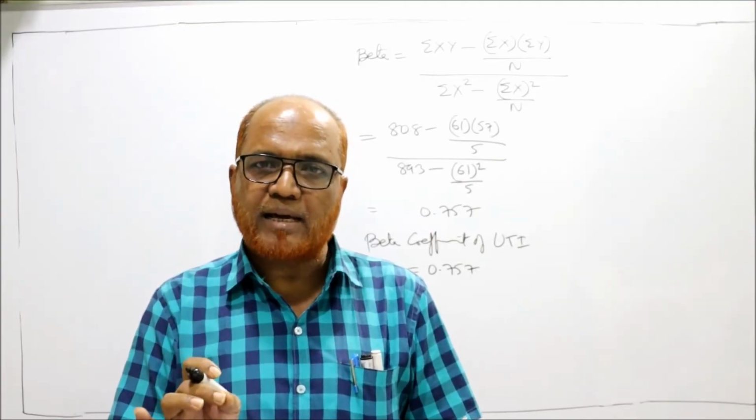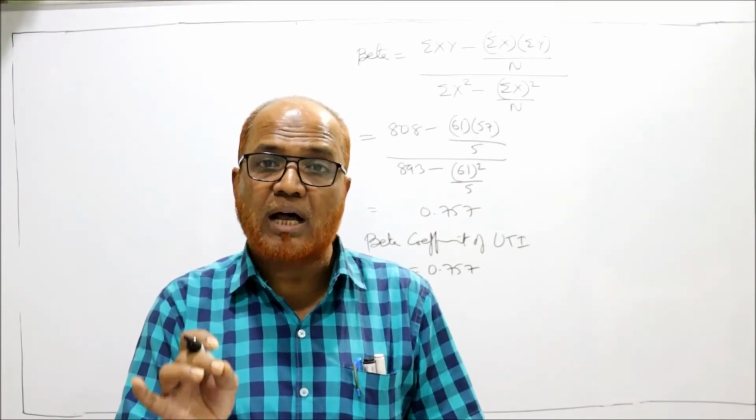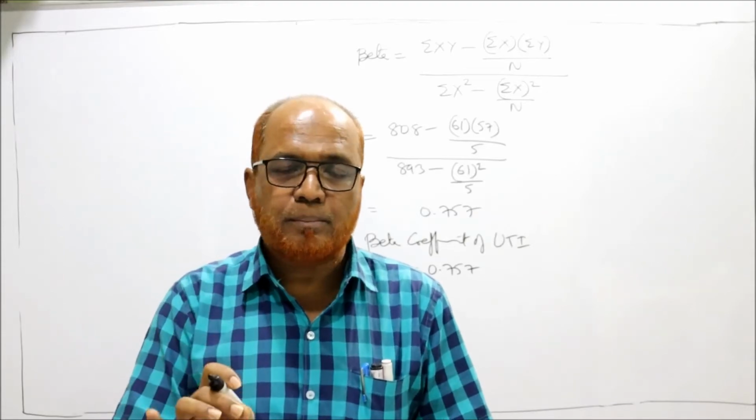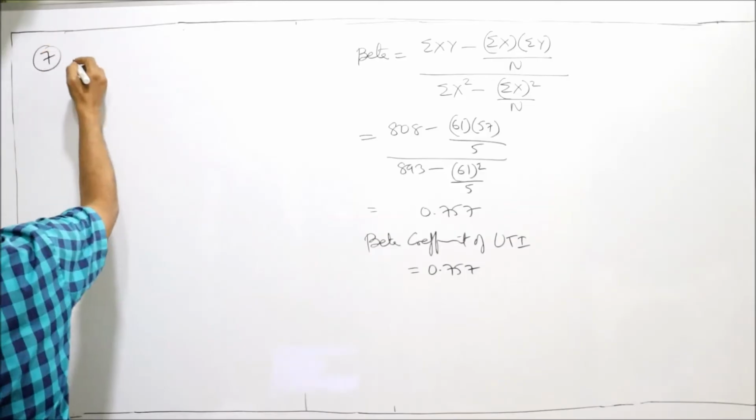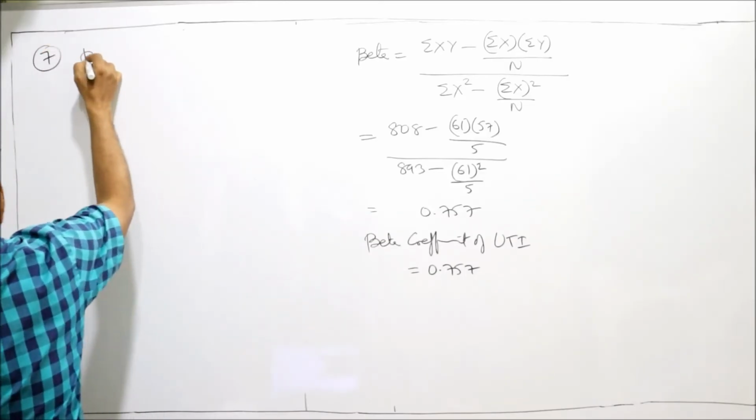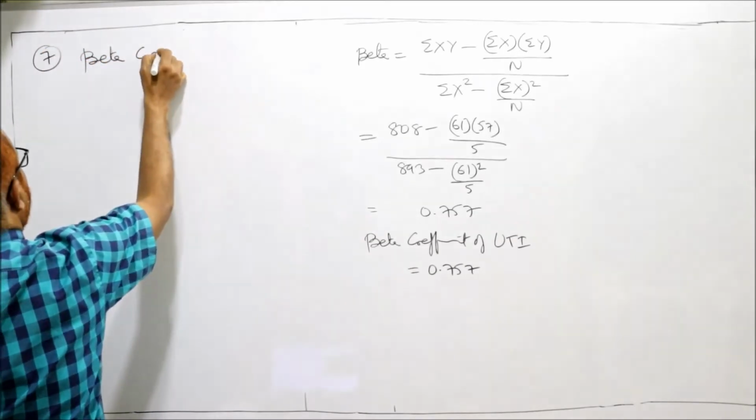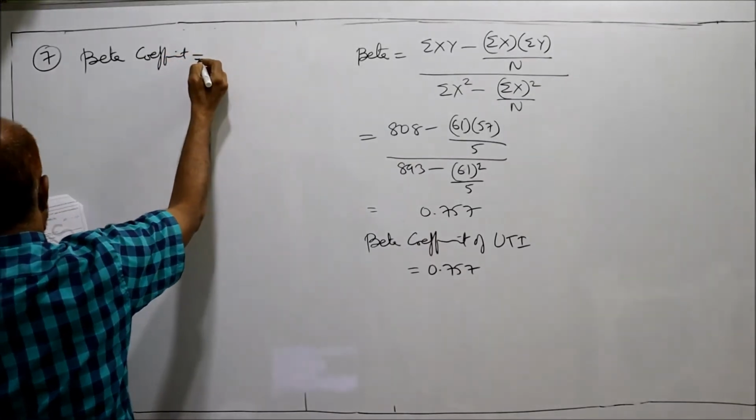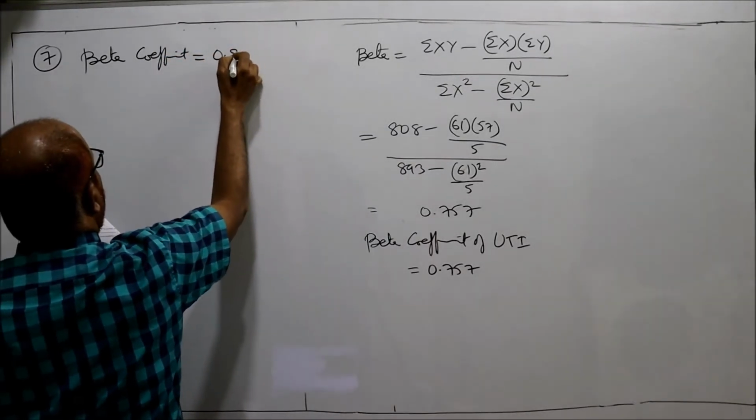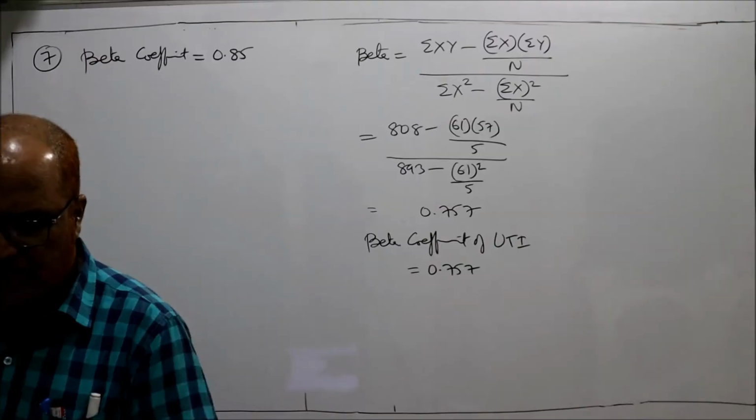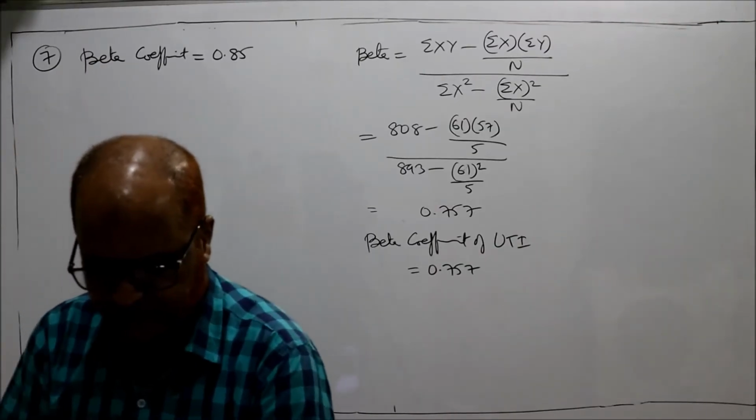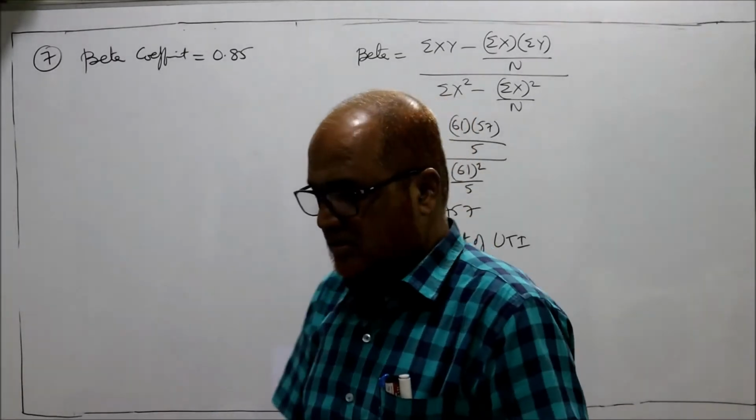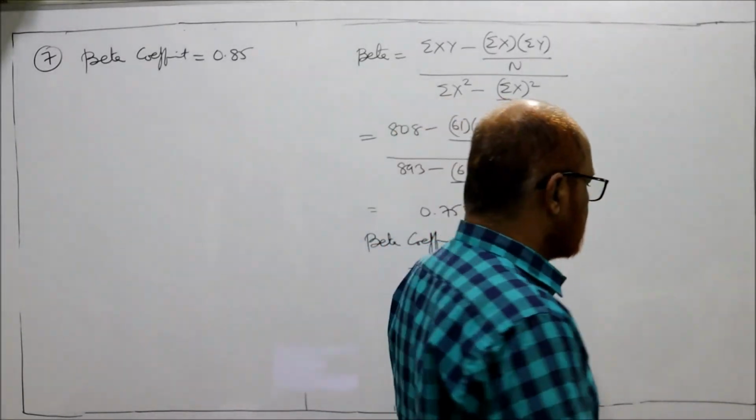You have to make the accurate calculations, correct calculations. I am giving you the answer for this problem and you can practice yourself this problem because no new point is there. So 7th problem, beta coefficient is equal to, you will get 0.85. That's all. So copy down the answer, try yourself, you should get this answer.